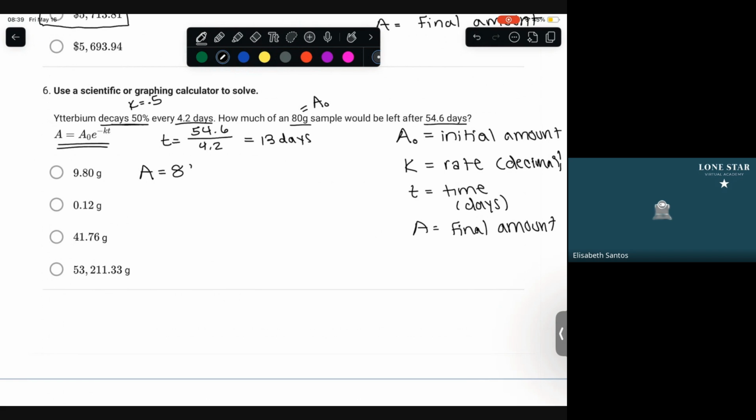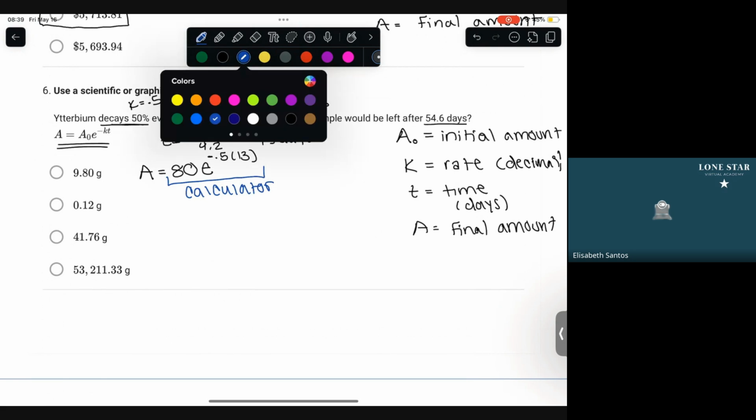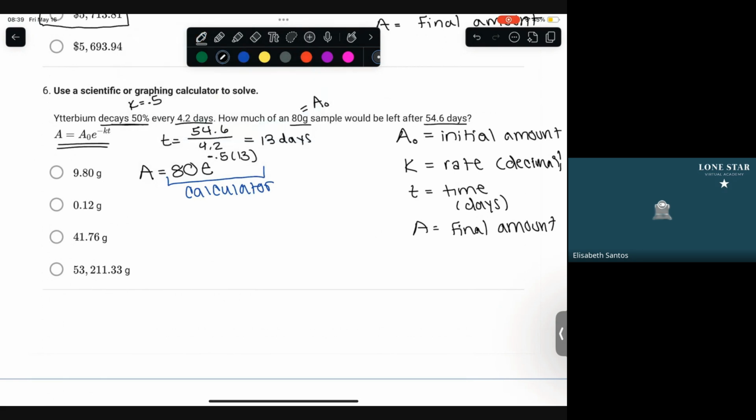So now we're ready to plug in our value. A equals 80 times E to the power of negative 0.5 times 13. And again, you can type this exactly into the calculator. Once you do that, you're going to get 0.12 grams.